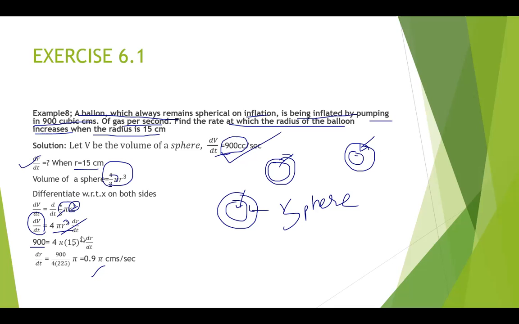Then when the radius is 15 centimeters, I will put r as 15 square. Then dr upon dt is equal to the rest, so I'll take this to the left hand side. This becomes the denominator for the left hand side. I get it as 0.9 centimeters per second, because the radius is increasing at the rate of 0.9 centimeters per second, which is the rate at which the radius of the balloon is increasing.